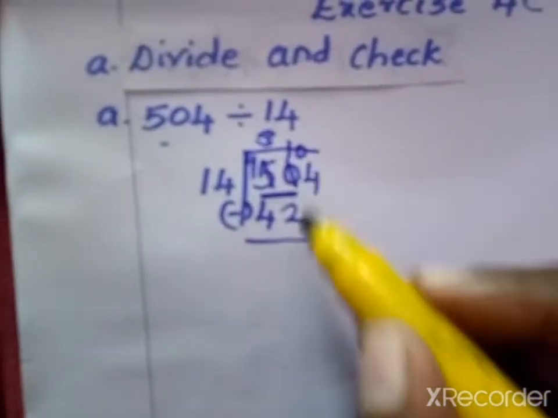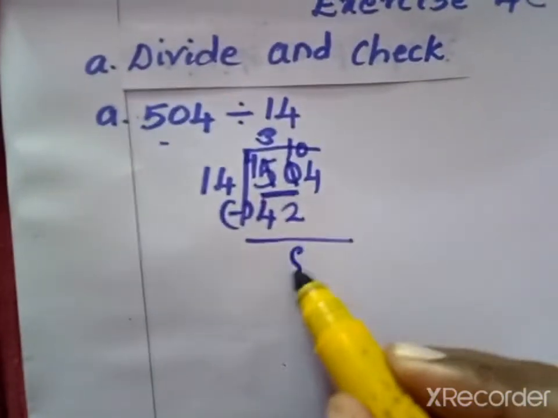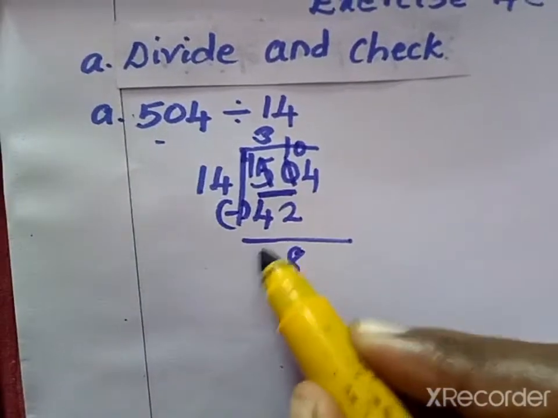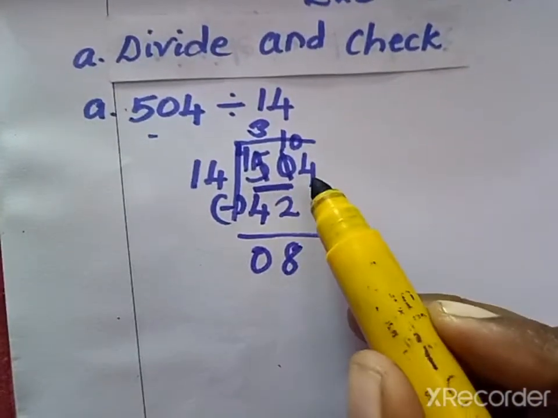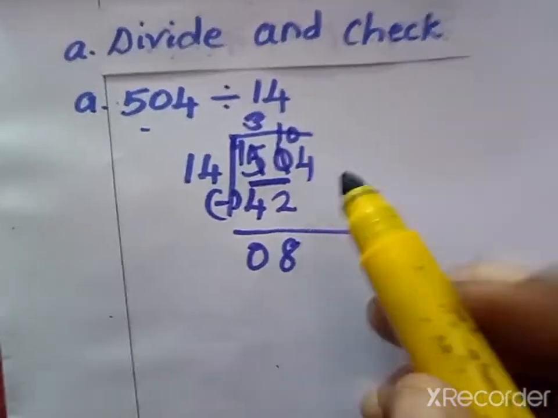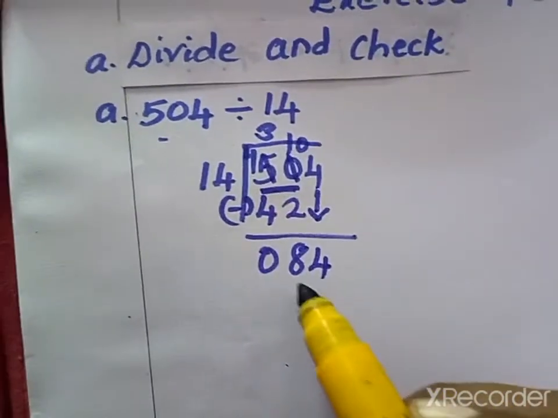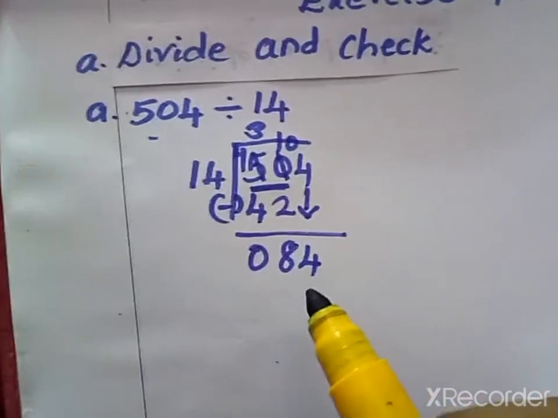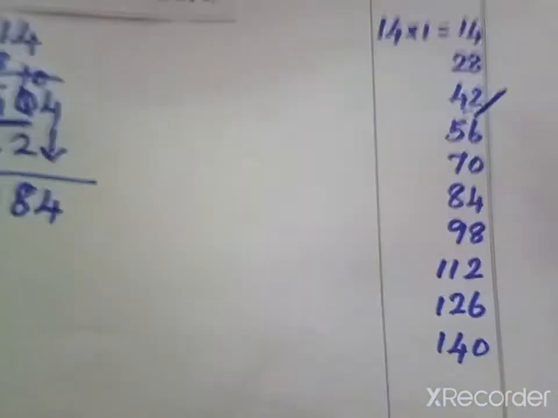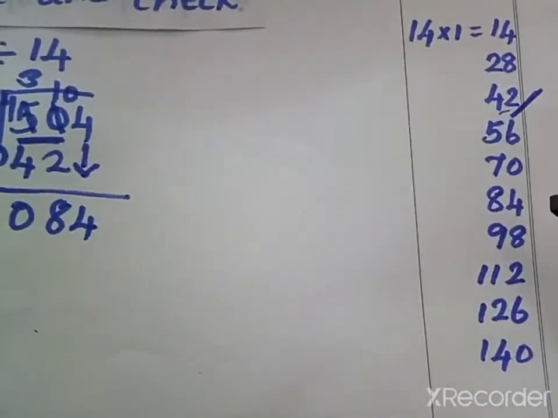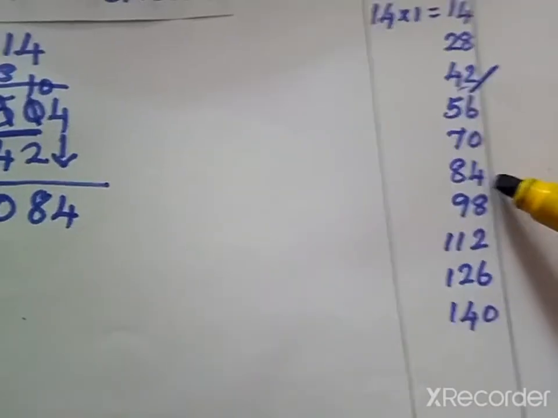So now if I subtract 10 minus 2, that is 8. Here 4 minus 4, 0. Next I have one more digit here, that is 4. So I have to bring that down. So here it becomes 84. So next we have to check whether 84 is in 14th table. Yes, we have 84 here.